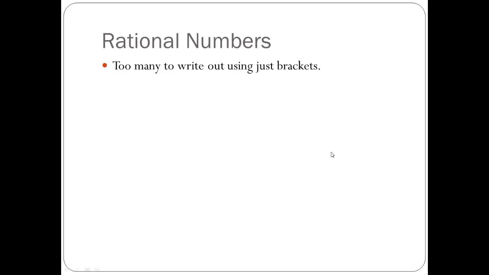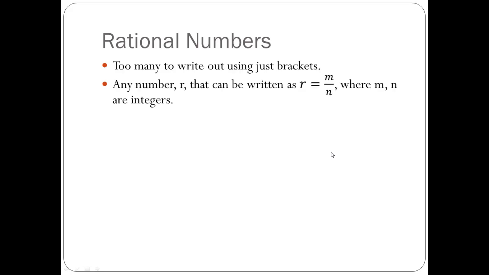So rational numbers, can't really write out using the bracket notation. If you wanted to use a set notation, you could probably take this condition here. This is how rational numbers are usually described. Any number r that can be written as r equals m over n. Basically, any number you can express as a fraction of integers. A fraction with an integer on the top and an integer on the bottom. So here are some examples.